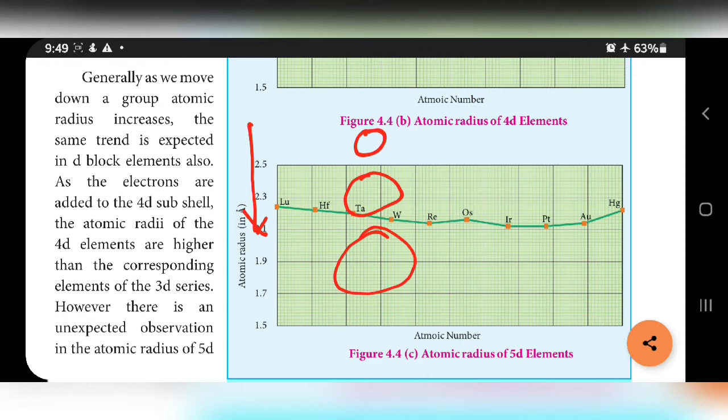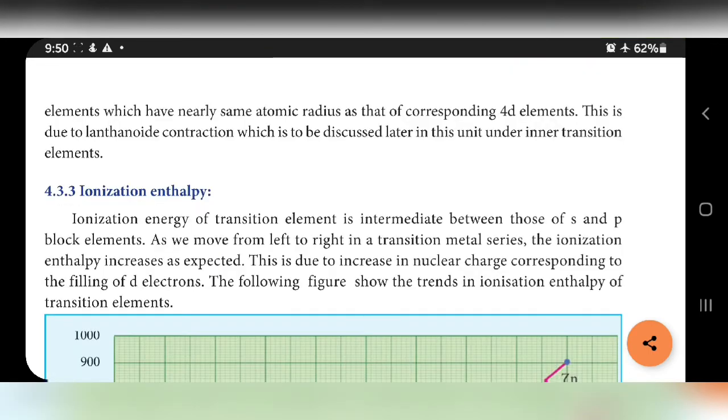However, there is an unexpected observation in the atomic radius of the 5d elements, which have nearly the same atomic radius as the corresponding 4d elements. This is due to the lanthanide contraction, which we have already discussed in this unit.